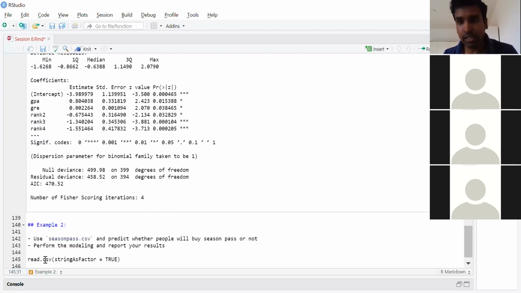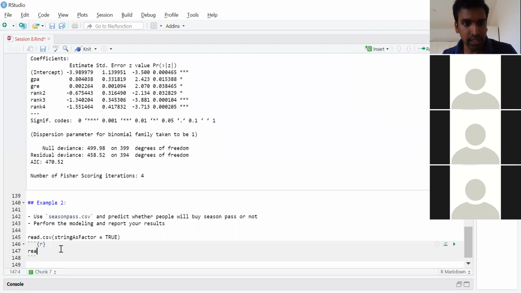This is not working. Why? Because I'm not writing it in the code chunk. If I write it in the code chunk, for example read.csv with stringsAsFactors equal to TRUE, and you'll basically avoid most of the problems. Yes, pass.